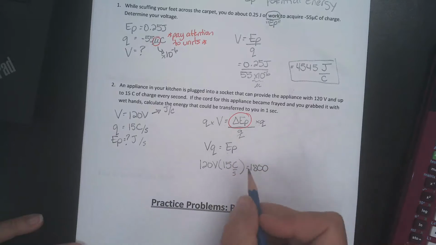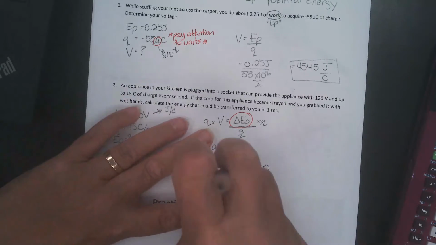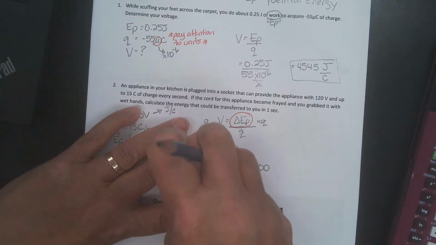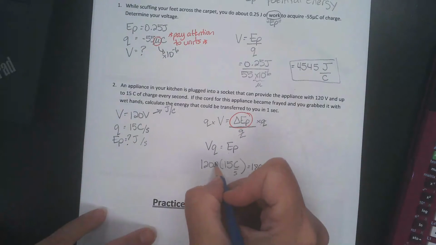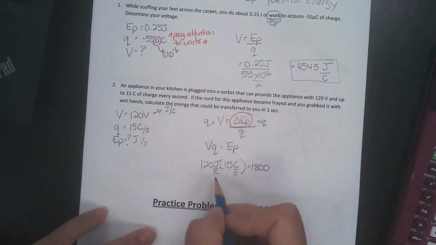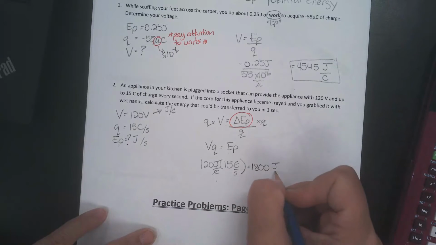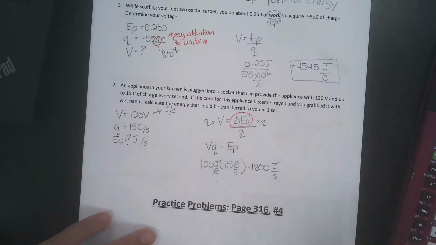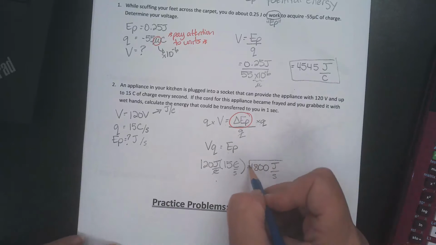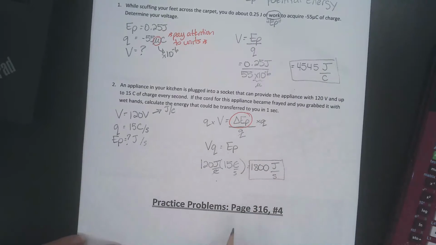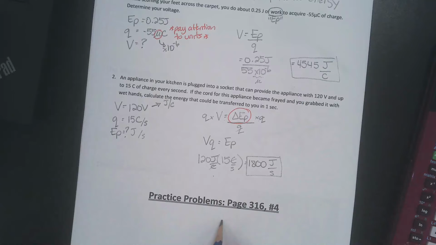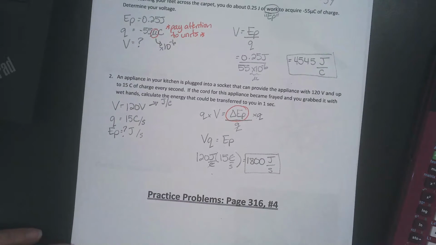And the units, if we said that volt was joules per coulomb, because that's what we know a volt to be, we would see that our coulombs would cancel out and we would be left with 1800 joules for every second. So now you're going to work on practice problem number 4 on page 316. Pause the video and go do that work.